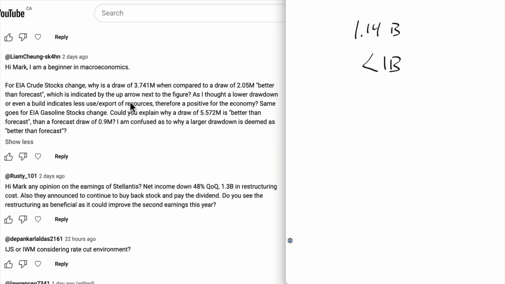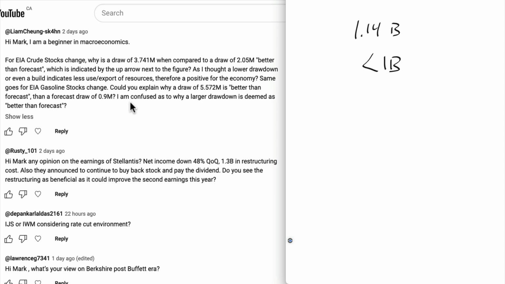Let's see, beginner and macro. Crude stocks changed. Why is a draw of 3.71 million when compared with a draw of 2.5 better than forecast? Not better. It's a larger drawdown than forecast. So if inventories are dropping faster than what you think, that should be supportive of price, right? So inventories are dropping. That means not as much supply left in inventory. It should be supportive of prices.